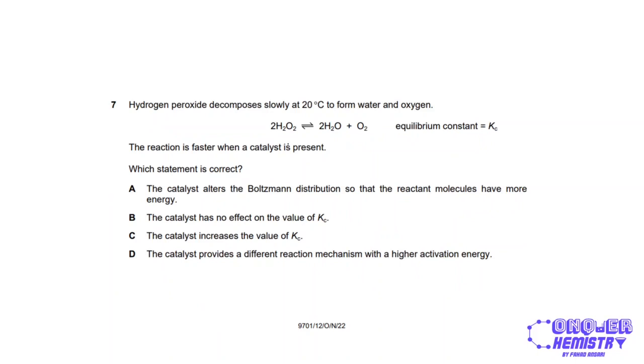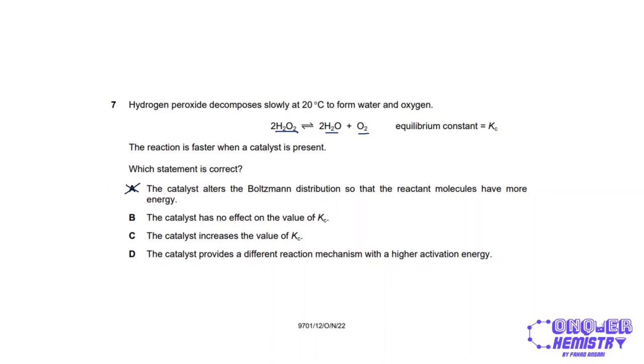So now over here we have the decomposition of hydrogen peroxide into water and oxygen. Now it says the reaction is faster when the catalyst is present. Which statement is correct? So option A says the catalyst alters the Boltzmann distribution so that the reactant molecules have more energy. That's false. The reason is that catalyst has no effect on the energy that the molecules already possess. That's the role of temperature, not a catalyst.